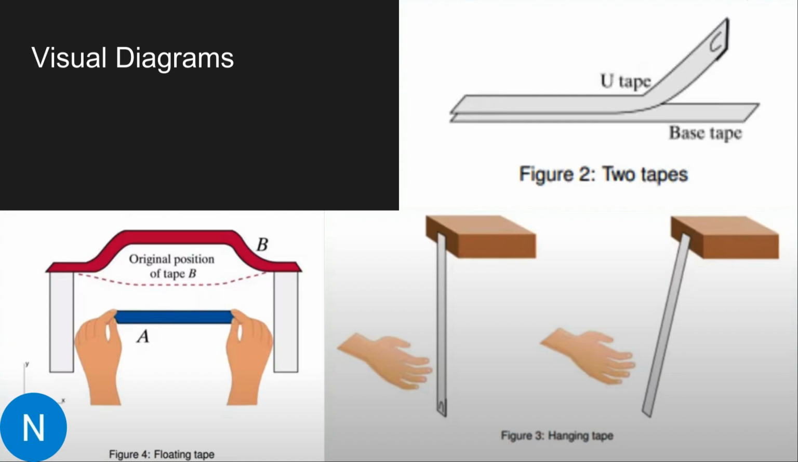Here, we just have some visual diagrams. In the upper right, you have the strategy used to get the two different charge tapes. And then in figure 3 in the bottom right, you have your hand, just to show that your hand is neutral and the tape is either positive or negative. That just shows that the tape is charged by the fact that it's being attracted to your hand by polarizing. And then the bottom left image is just the setup for the experiment.